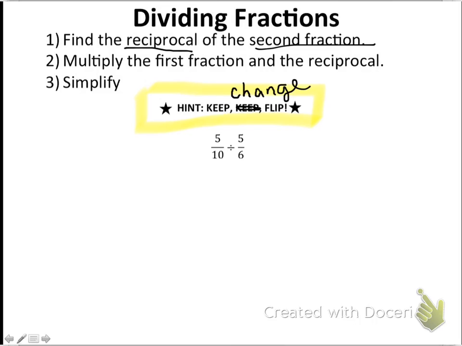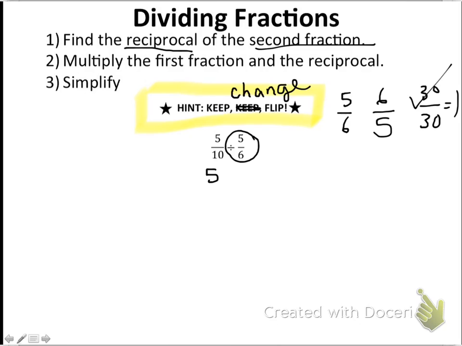So let's do this first example together. We need to find the reciprocal of the second fraction. Our second fraction is this one. So the reciprocal of 5/6 would be 6/5. And if you want to check that when you multiply them together their product is 1, you go 5 times 6 is 30, and 6 times 5 is 30, and 30 over 30 is equivalent to 1. So we're good. Then we need to multiply the first fraction and the reciprocal. So we're keeping the first one, changing division to multiplication, and flipping or taking the reciprocal of our second fraction.